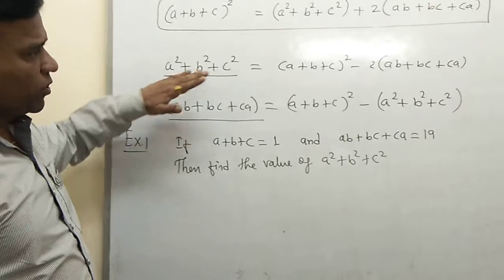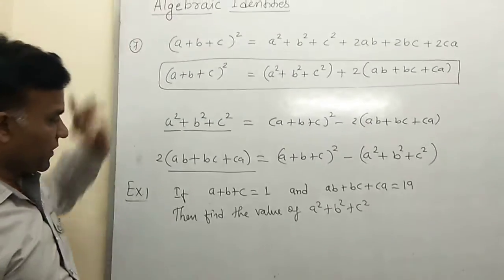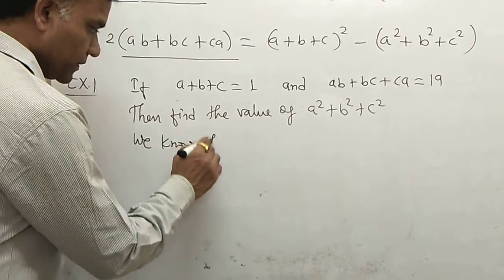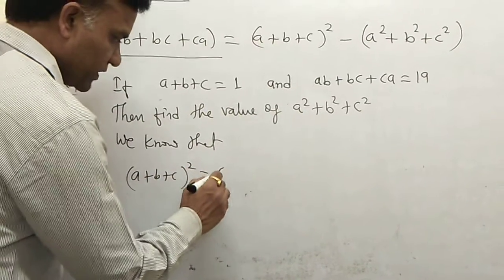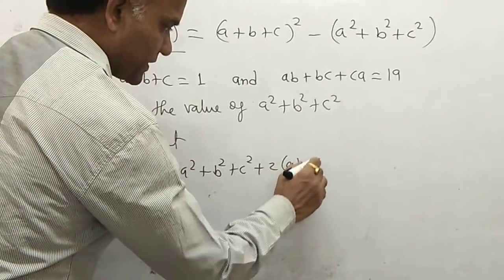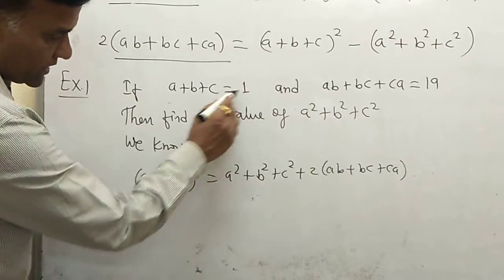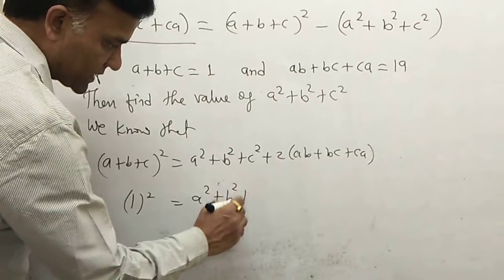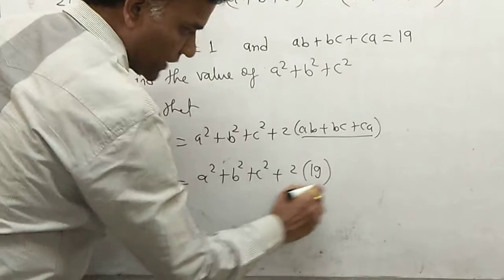Or basically, suppose you don't know the basic concept of A square plus B square plus C square, so first you write down the direct formula. We know the identity, so you write down here, we know that basic formula is (A plus B plus C) whole square, in which we have A square plus B square plus C square plus 2 times of AB plus BC plus CA. Okay, so we know the value of A plus B plus C is 1, so you put 1 here, and now whole square. A square plus B square plus C square you put as it is, 2 times. Now AB plus BC plus CA, that is 19, so you put 19 here.